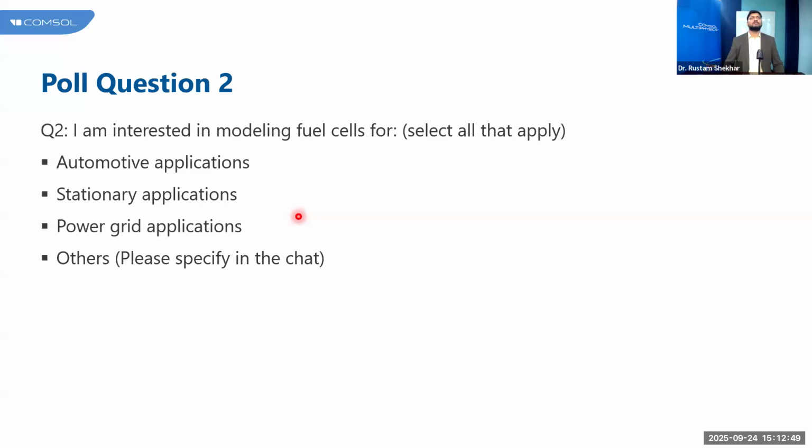Okay, so I can see some responses where people say they work on automotive applications. Some people say they want to see all 3 applications, but the majority of them are working on automotive sides. Few of them are grid sides. If I want to quantify the majority, it is automotive and the stationary one.